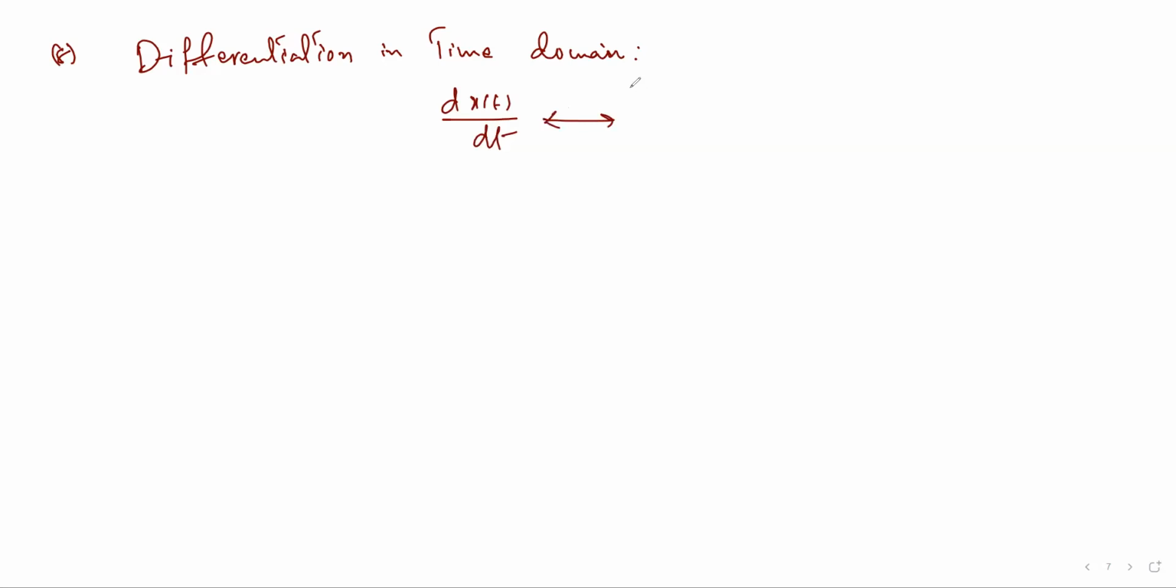Differentiation in time domain. Differentiation time domain property says that if time domain signal is differentiated, what happens in the S domain? That is simply s into X of s. Of course, in Z transform minus Z comes. Here it won't have minus.